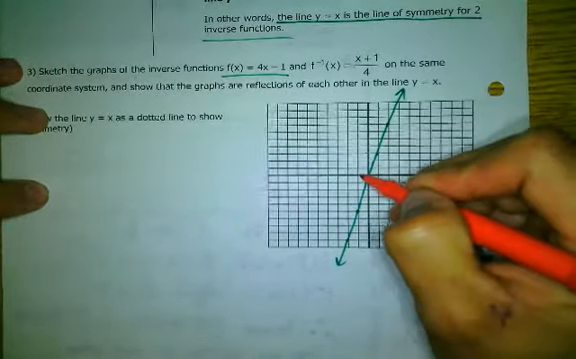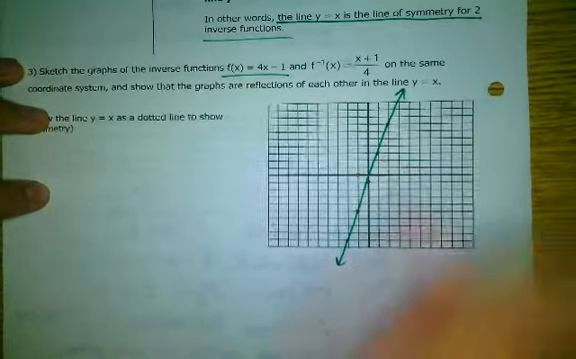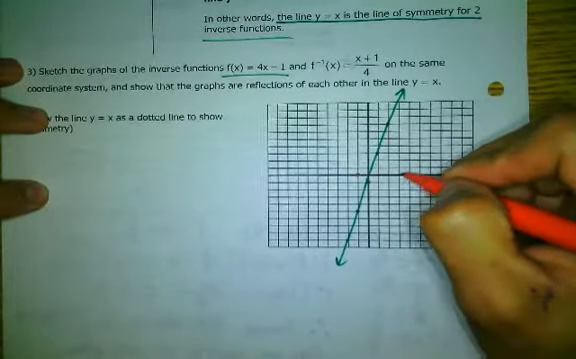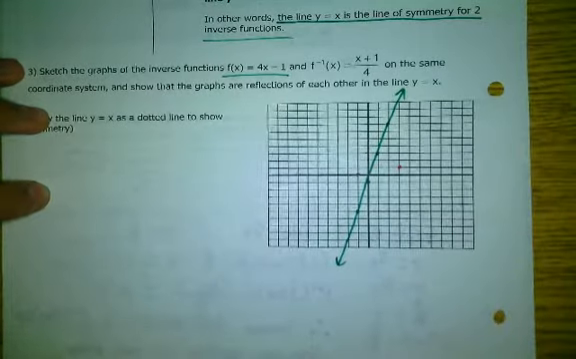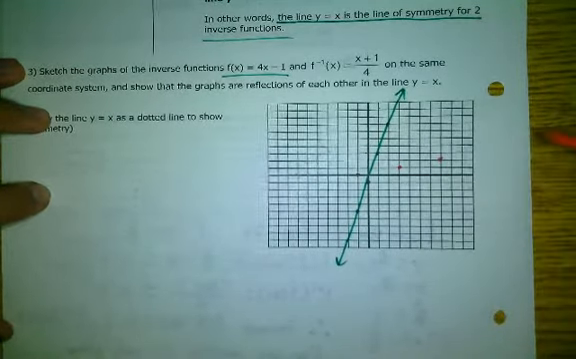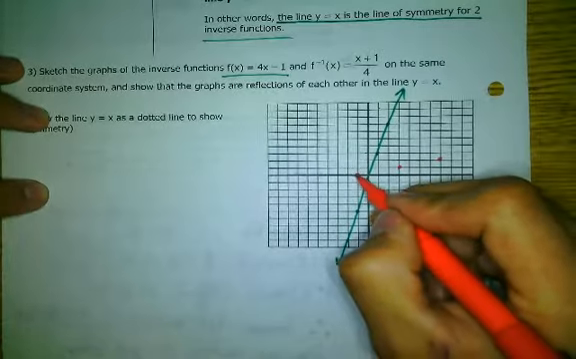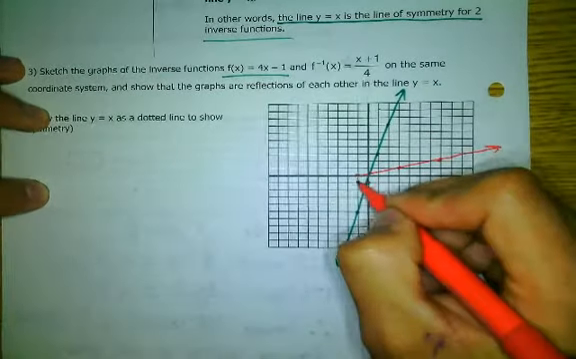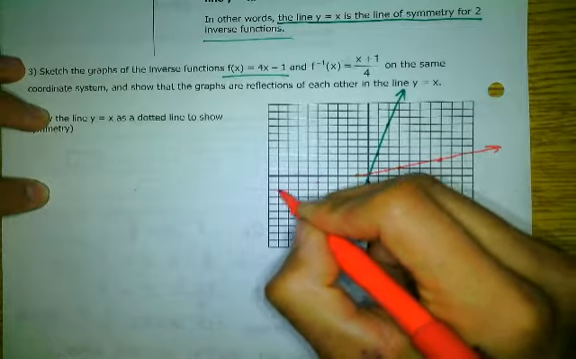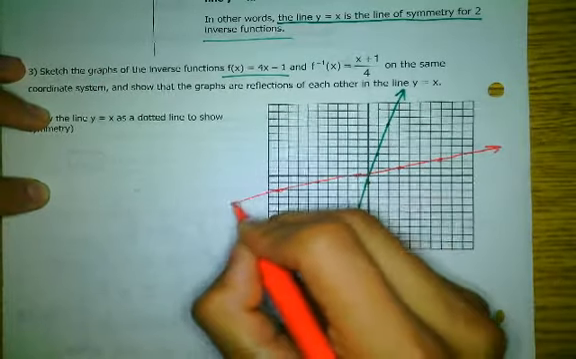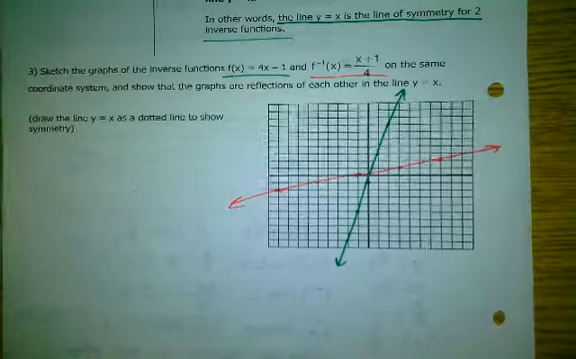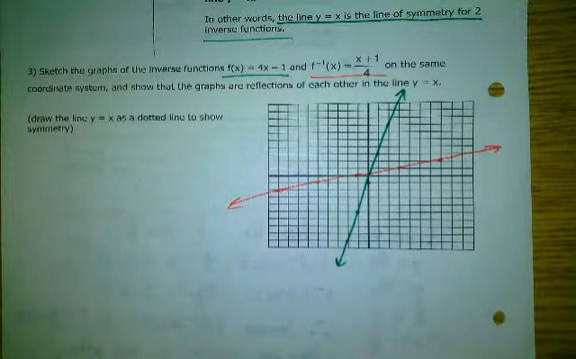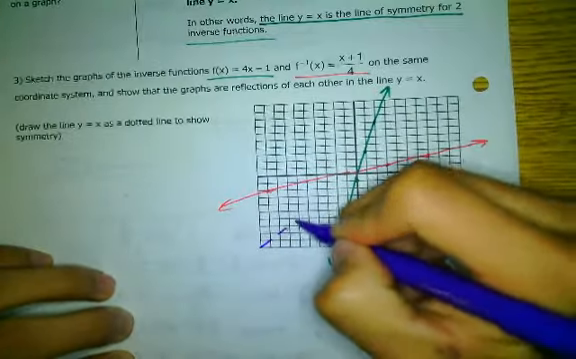So it goes in that direction. And it looks something like that. So the green is f of x, and the red is the inverse of f of x. Okay? When you are done with that, I also want you to graph y equals x, but I want you to use a dotted line. So y equals x looks something like this. Okay? So I'll give you a couple minutes, or actually it shouldn't take you that long, to have a sketch similar to what I have here. Okay?